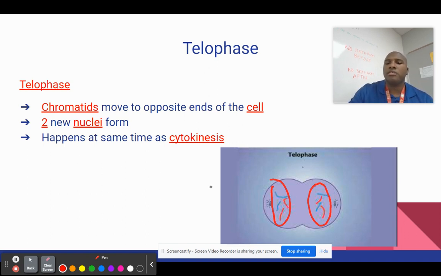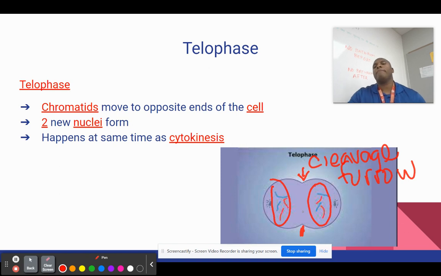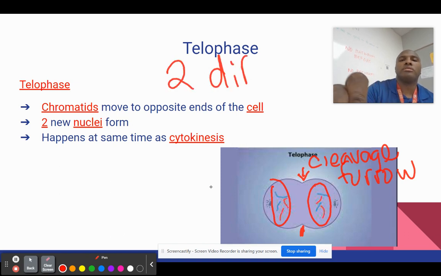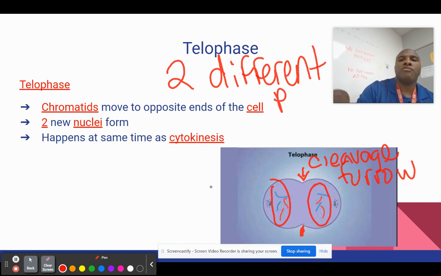And what happens is you can see here, we call that a cleavage furrow. I know right now there's somebody giggling. And that's basically an indentation. This is where the cell division is going to happen. Now, cytokinesis and telophase, please let me make sure that I tell you this. These are two different things, right? Two different phases.